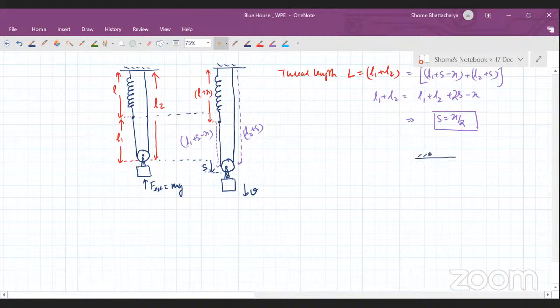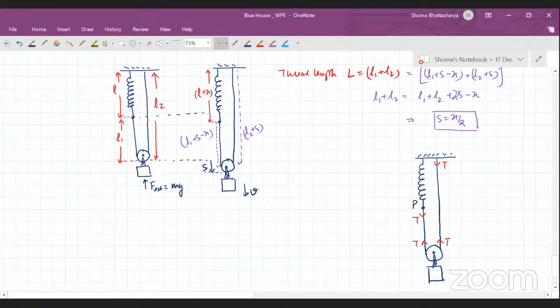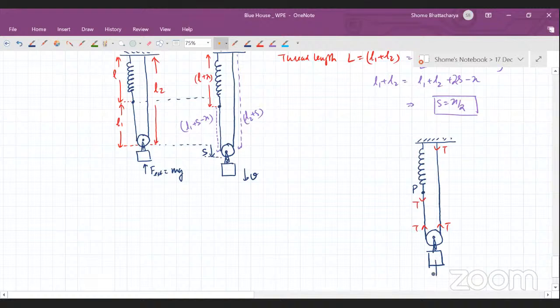If you go by the virtual power method, you can see that at some instant of time, if this end of the spring is the point P, okay, now tension in the thread is acting down at the point P, down at a stationary point here, upwards on the block.